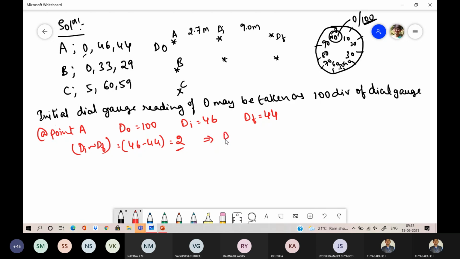So it implies that DI minus DF is equal to 2 into, what is the least count of the dial gauge? 0.01 mm. Multiply by 0.01 mm. So what will be the value of DI minus DF? 0.02 mm. Should we apply leg correction at point A? Yes, sir.